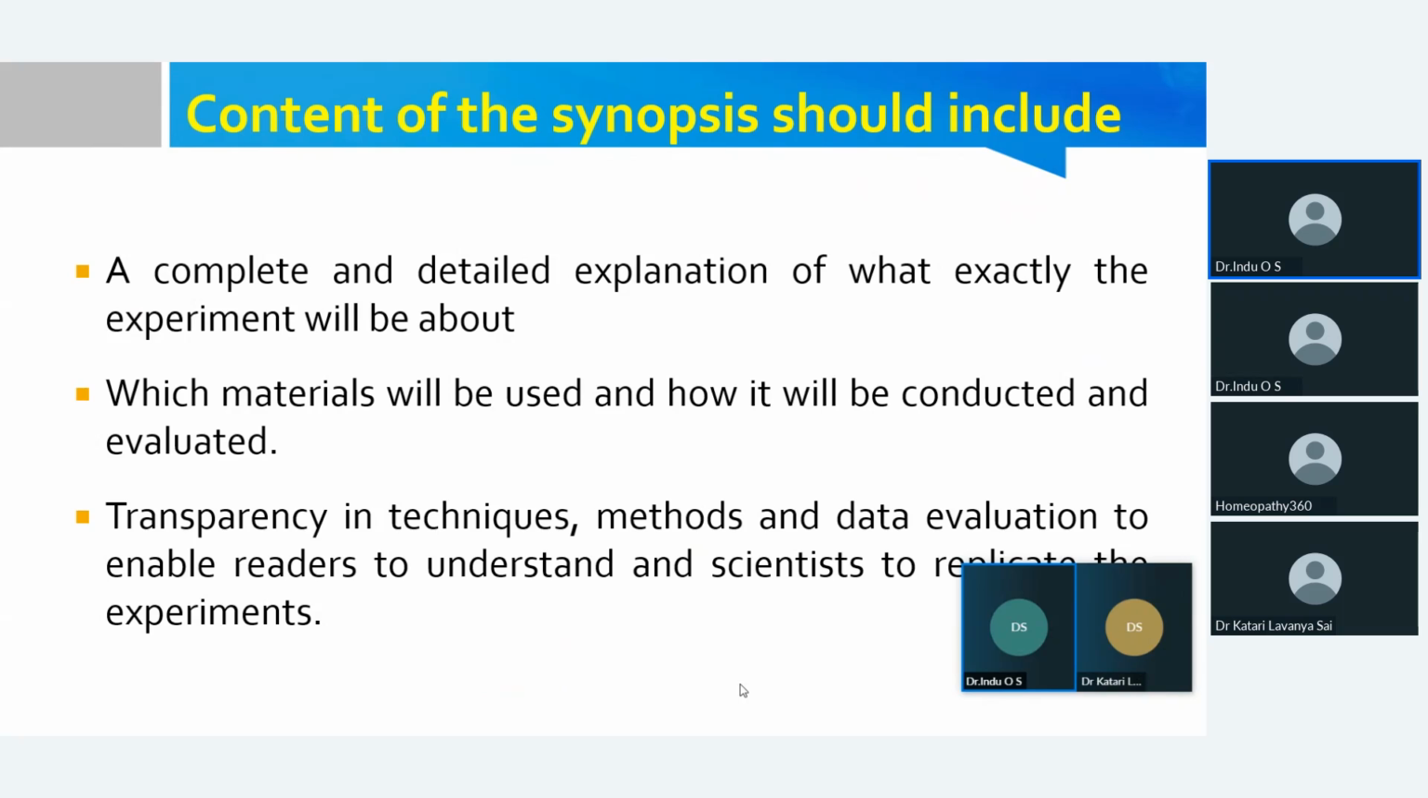So what is a synopsis? As I said, it's a complete and detailed explanation of what exactly the particular research or experiment will be about, and it includes which materials will be used, and how it will be conducted and evaluated. This we'll discuss under materials and methods, which is also one of the important headings. Then transparency in techniques, methods and data evaluation will enable readers to understand and scientists to replicate the experiment.